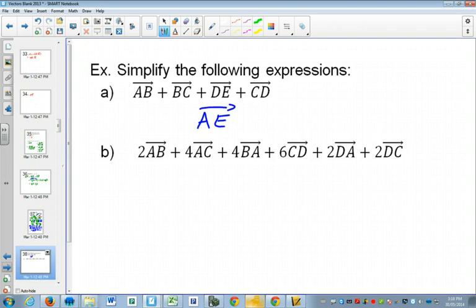So this is the simplification of this. You don't know your alphabet. Because according to this, you go from A to B. B, you go to C. C, you go to D. And D, you go to E. So that's the same as starting at A and ending at E.